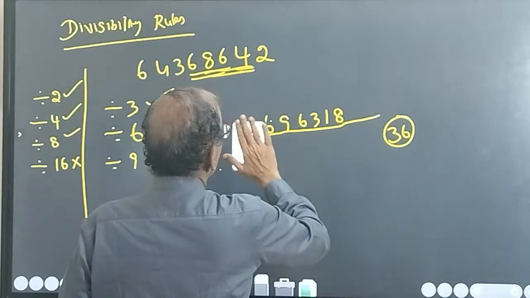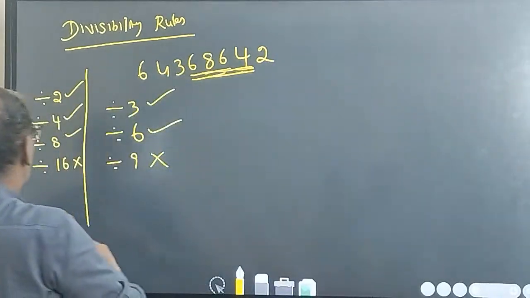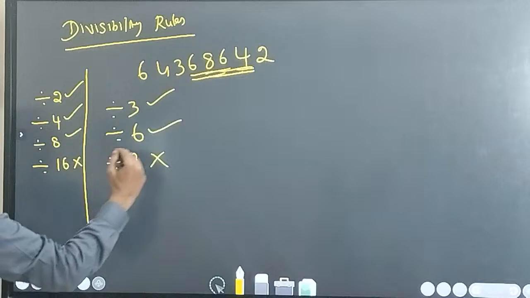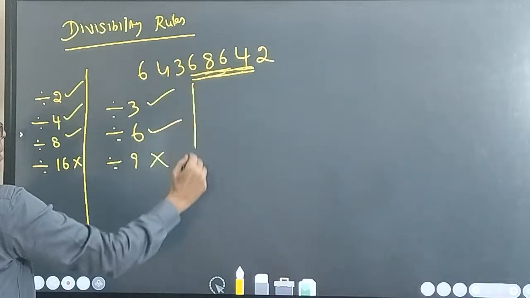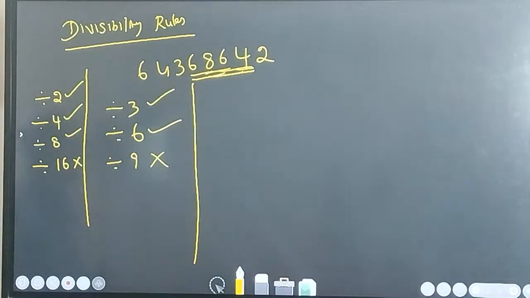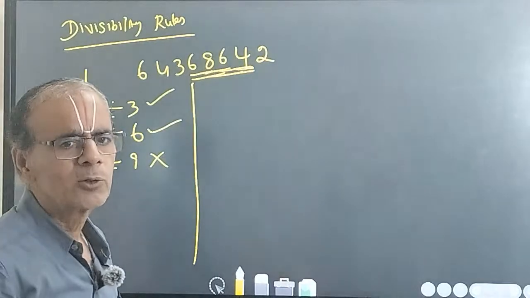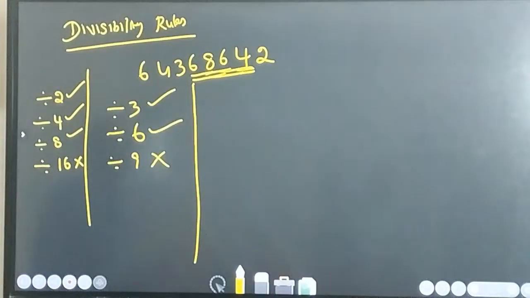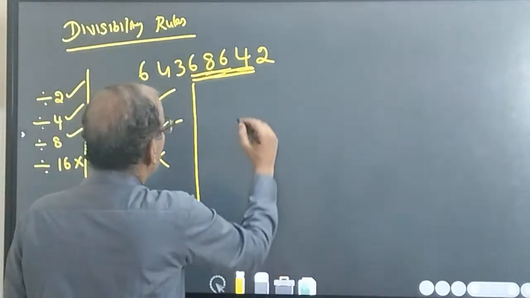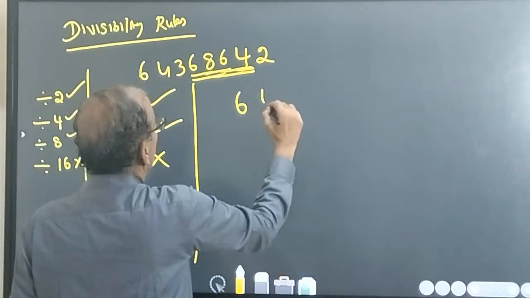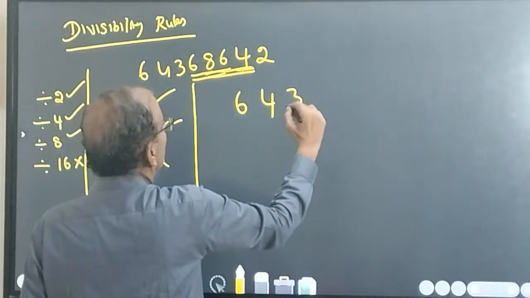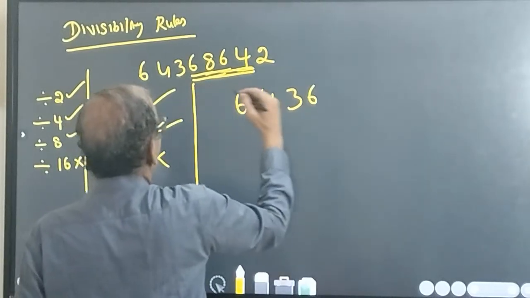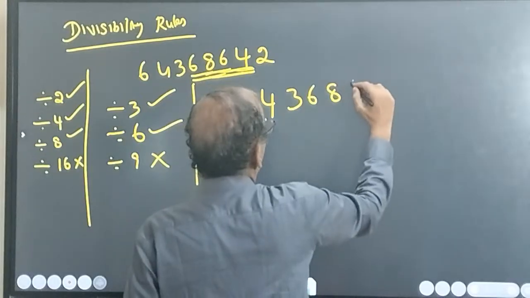Next important rule is, 2 4 8 16 is one set of rules. 3 6 9 இருக்கு, 12 என்னன்னு அர்த்தம், it should be divisible by 4 and divisible by 3 also. Now I am taking 64, 36, 86, 42.